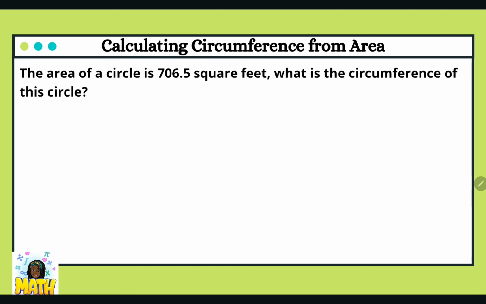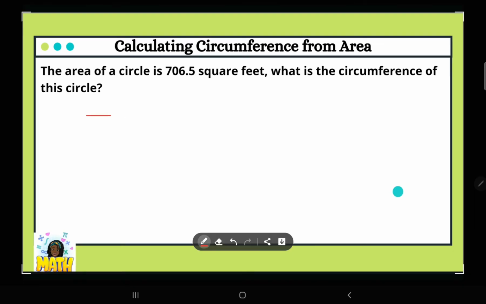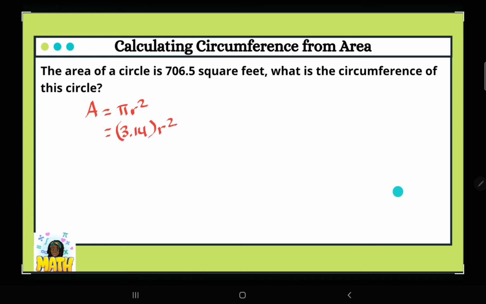The area of a circle is 706.5 square feet. What is the circumference of this circle? Let's start off again by writing our formula. A is equal to pi r squared, where pi is 3.14. Bring down our r squared, and we're going to substitute 706.5 in for A. We're going to divide both sides by 3.14.